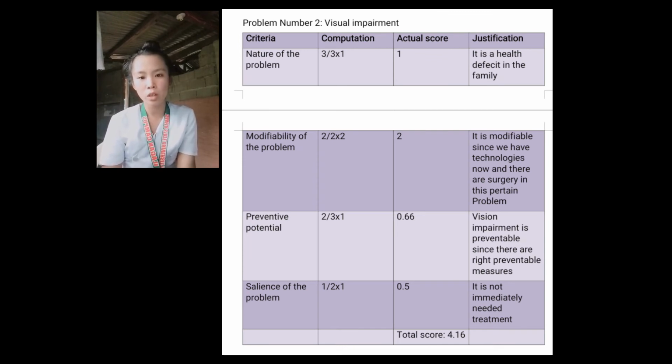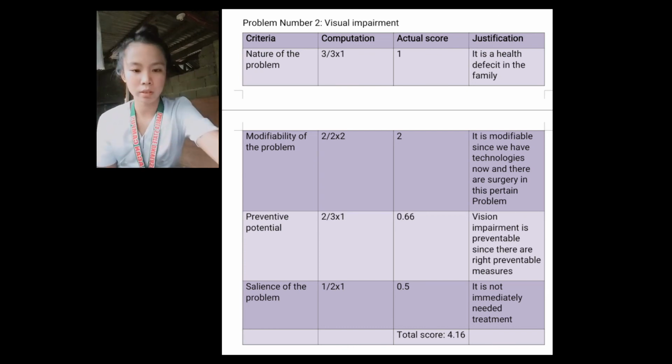Preventive potential, 2 divided by 3 times 1 is equal to 0.66. Justification, vision impairment is preventable since there are right preventive measures. Salience of the problem, 1 divided by 2 times 1 is equal to 0.5. Justification, it does not immediately need treatment. So, the total score is 4.16.